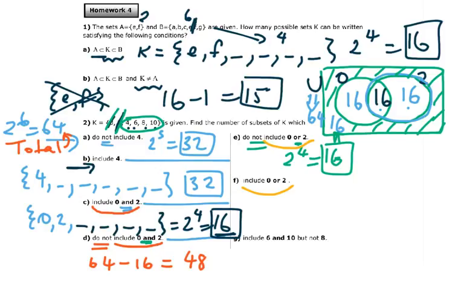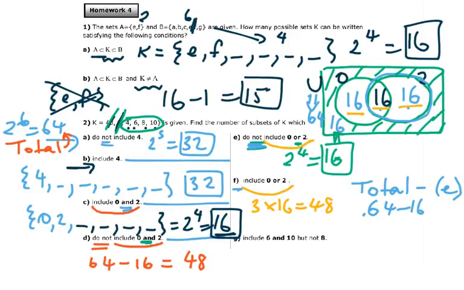Now, for the ones that do include 0 or 2, we could look at it from the Venn diagram and see that 0 or 2 would be 3 times 16, which would be 48. But there is another way of doing it. Can you spot it? That's right, the key word here was not, and so we can use the complement: the total minus the answer in part E. So we had 64 minus 16, and we would also get the same answer, 48.